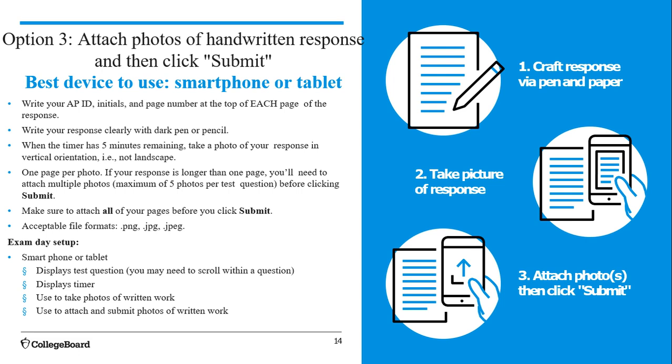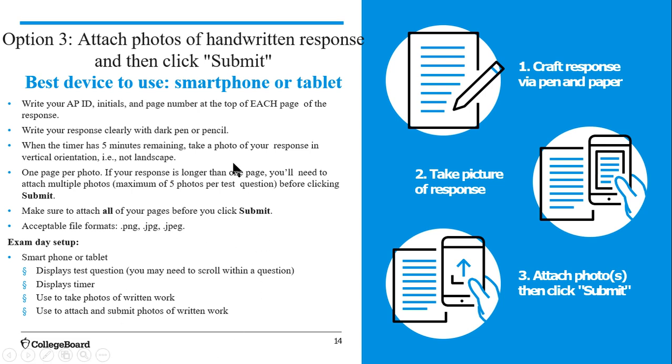That's interesting. They mentioned that handwritten response. Best device to use is a smartphone or a tablet. So write your AP ID, initials, and page number at the top of each page. So if you think you're going to do this, maybe you want to have multiple things available to you. You have your paper, you type it on, you write it on top. Write your response clearly with a dark pen or pencil. Hey, that sounds familiar. Your notes should be dark and clear and well written.